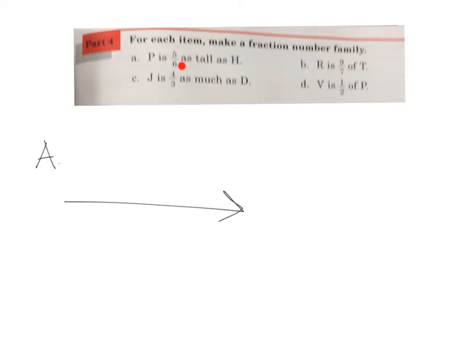So I'm going to look here. Since we know that P is 5/6, 5/6 is less than 1. And since P is less than 1 and H is 1, H is going to be more because it's the big number, because H is equal to 1 and P is less than 1. So we know that P is 5/6.